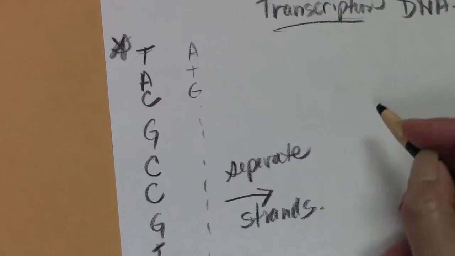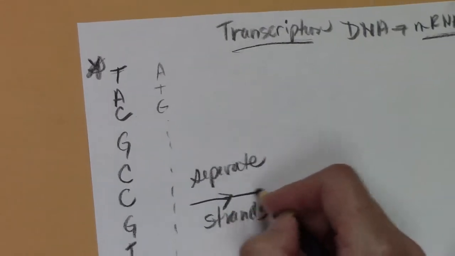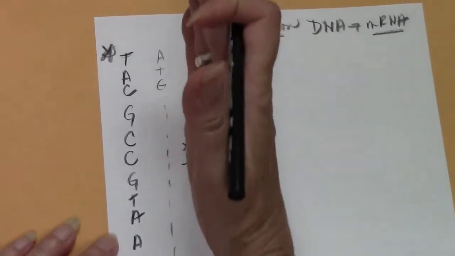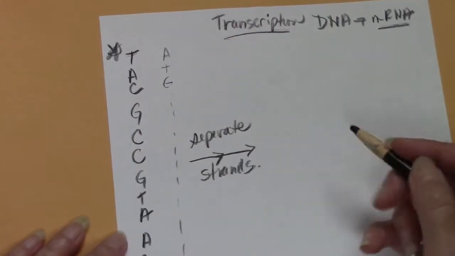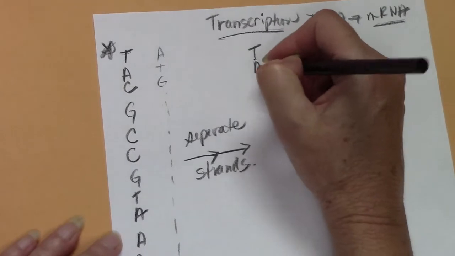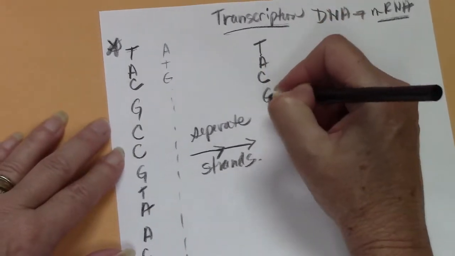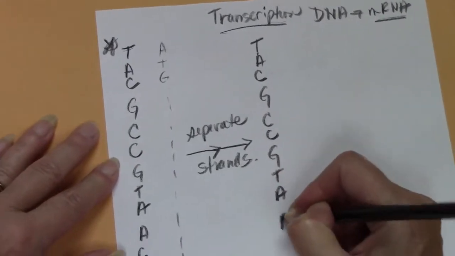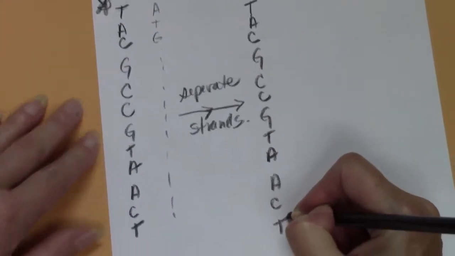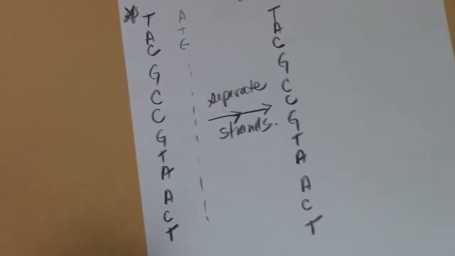It's never transcribed. It doesn't matter if it's an E. coli or an elephant or a human. You never transcribe the right-hand side. It's always the left-hand strand. So we're separating the strands. I'm going to recopy this over here. So TAC, GCC, GTA, and ACT. So now what we're going to be doing is making the messenger RNA.